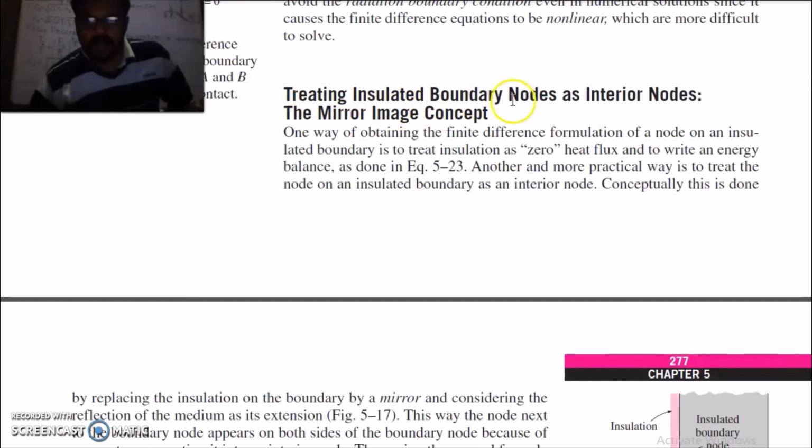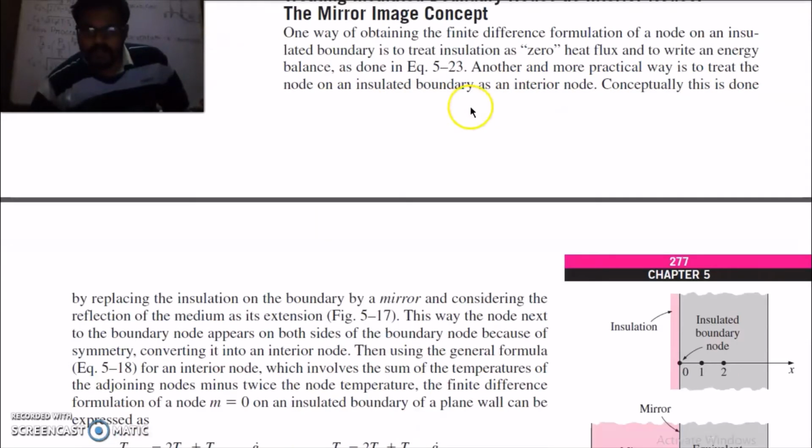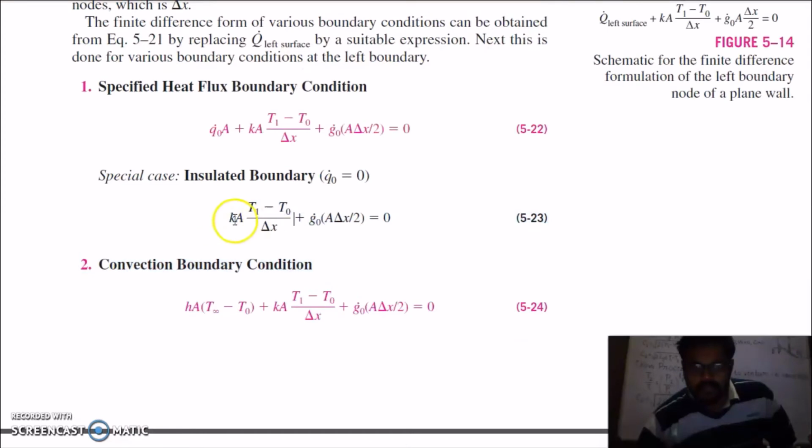Treating insulated boundary nodes as interior nodes: the mirror image concept. One way of obtaining the finite difference formulation of a node on an insulated boundary is to treat insulation as zero heat flux and to write the energy balance as done previously. You can use this equation where the heat flux is zero, which will act as an insulated boundary.